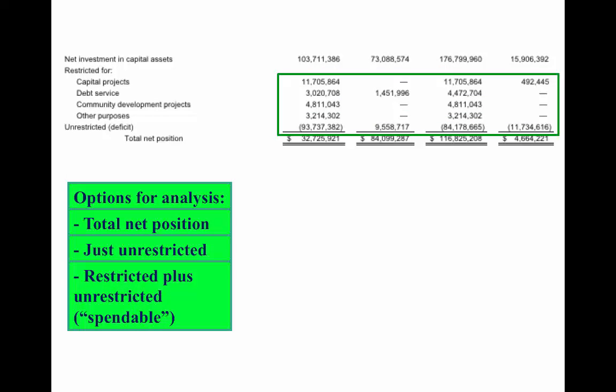or what some people might call spendable, although it is not a great term, and in fact in many cases isn't really accurate, because not everything that's in restricted or even the resources that represent unrestricted net position may actually be in a spendable form.